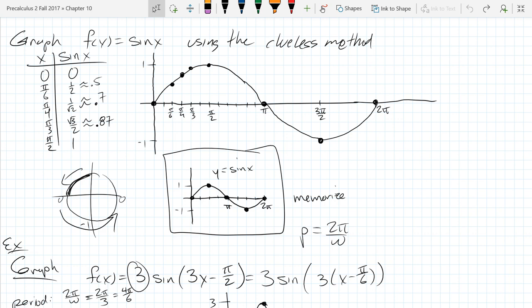Yes, sir? Oh, I should unfreeze the screen so you can see what I'm talking about. There we go. So I'm going to do the properties. I'll write them right up by this original sine graph that we did.